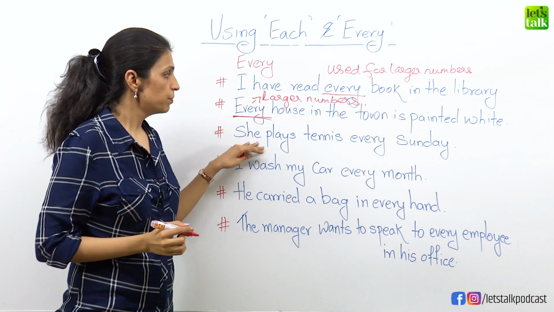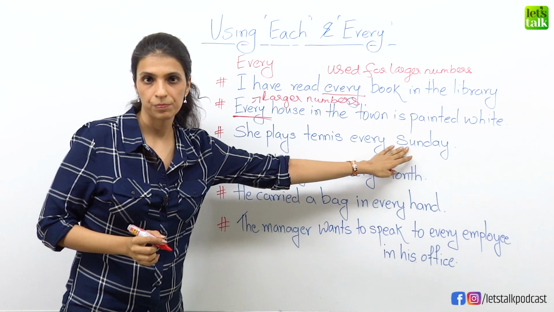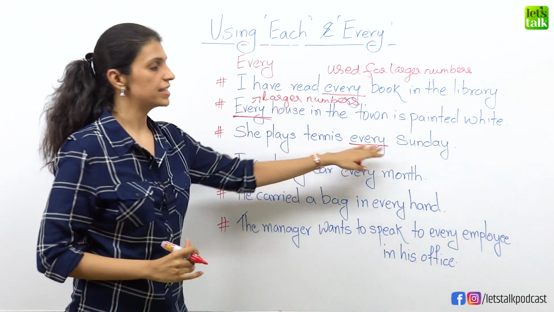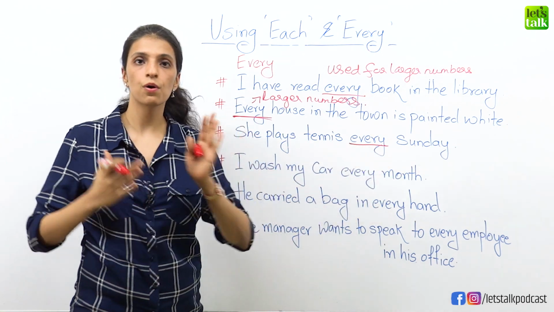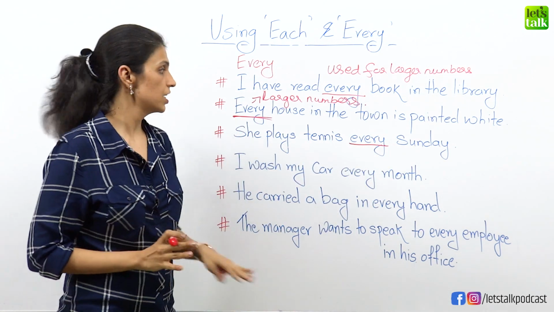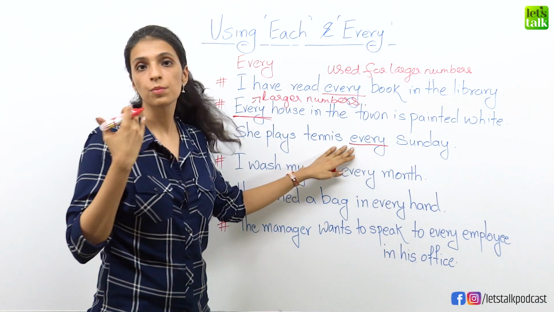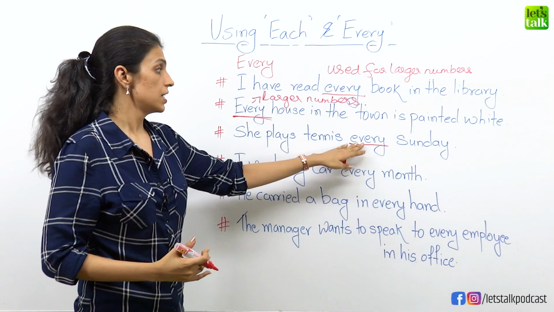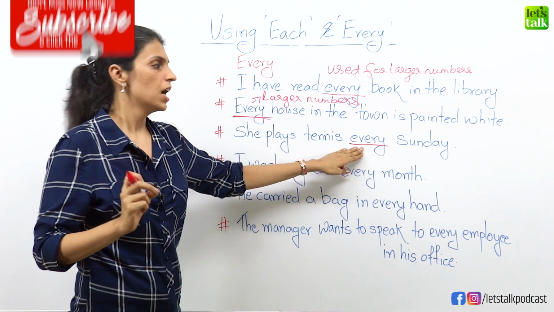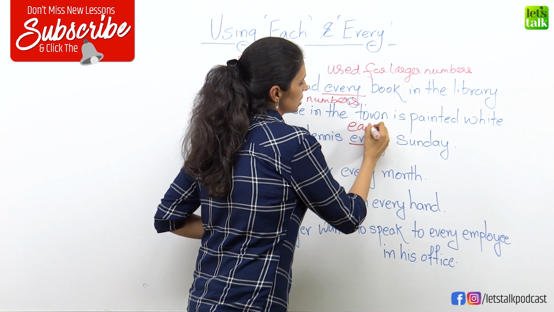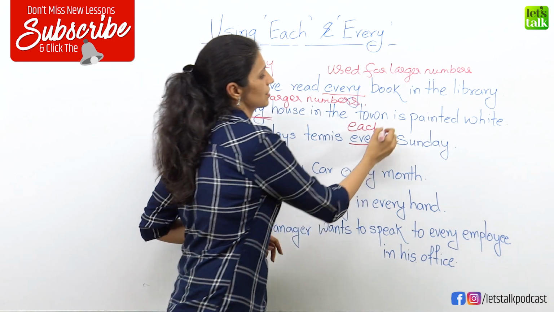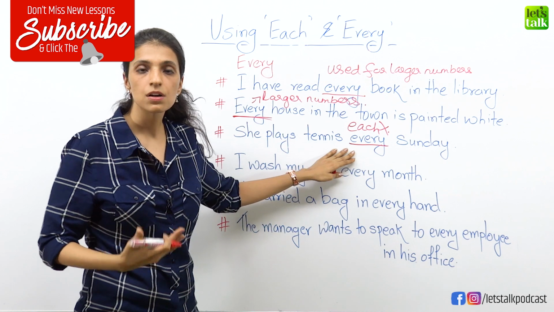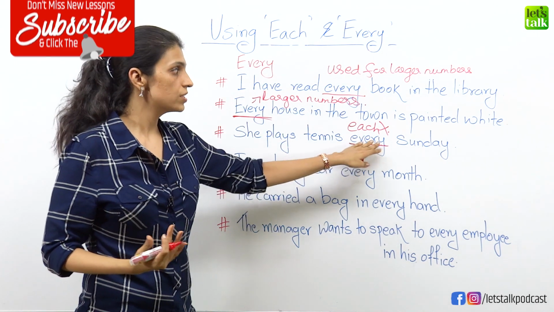Okay, now she plays tennis every Sunday. Here I am defining the frequency, or telling you how often something happens. So when you talk about a frequency, or when you want to say how often something happens, you use every. Now a lot of people would use each Sunday. Well, this is not correct because we are talking about the frequency of an action. So use every.